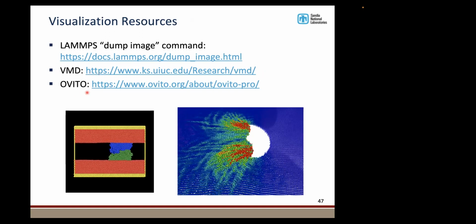And there's also OVITO, which is also a GUI. This image here of a pore collapse was created by OVITO. You can render very high quality images. The LAMMPS dump image is just something that you would add to your input script, and then LAMMPS would render that automatically as the simulation runs. You can output multiple snapshots and create a movie. You can also dump out the atom positions and visualize them in VMD or OVITO to create a movie as well.